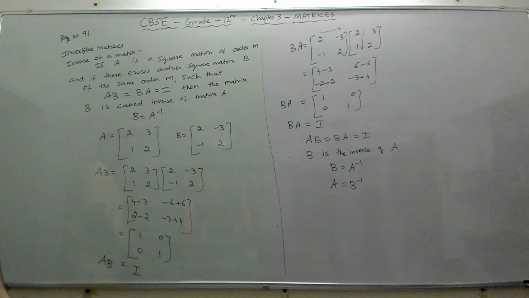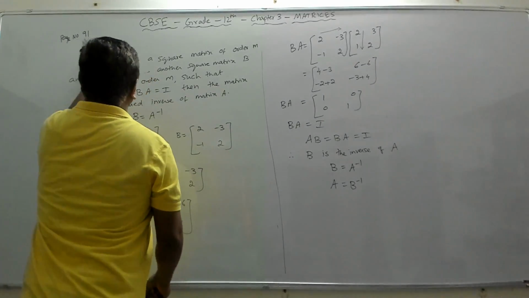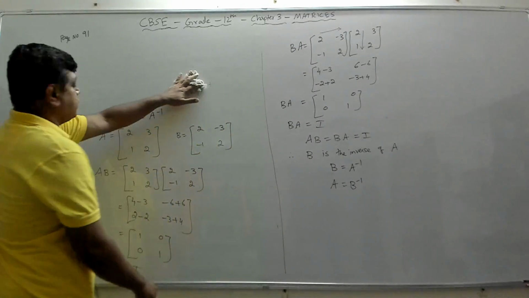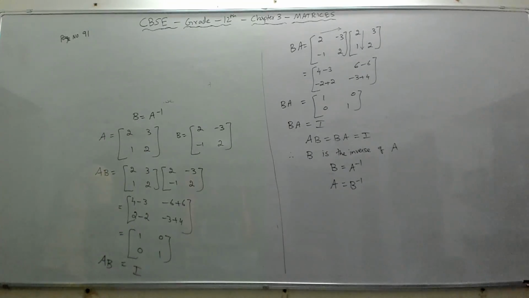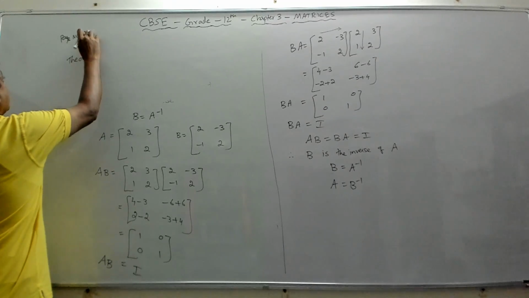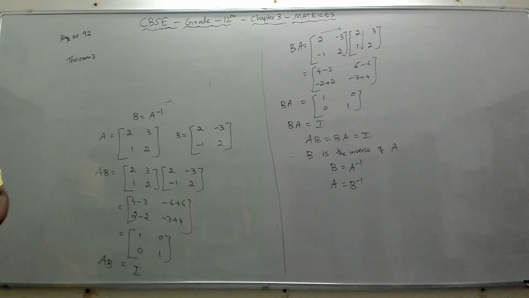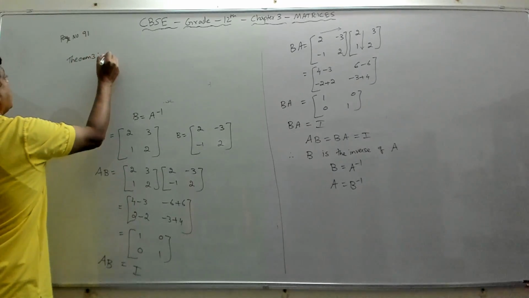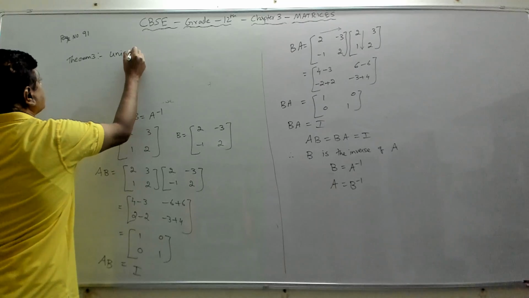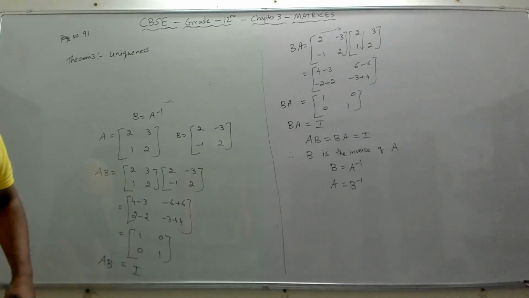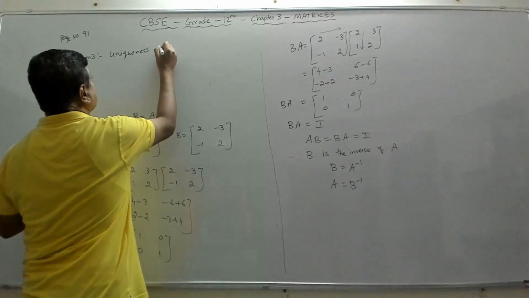Fine. Now all of you can pause the video and take the notes. I'll go to the next section, which is uniqueness of inverse, theorem 3, which is in page number 92. Oh, sorry, 91 only. Still we have 90. Uniqueness of inverse.